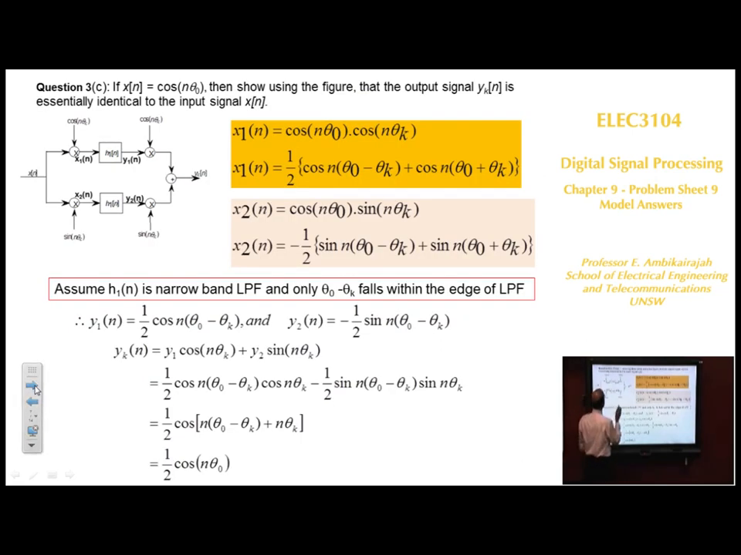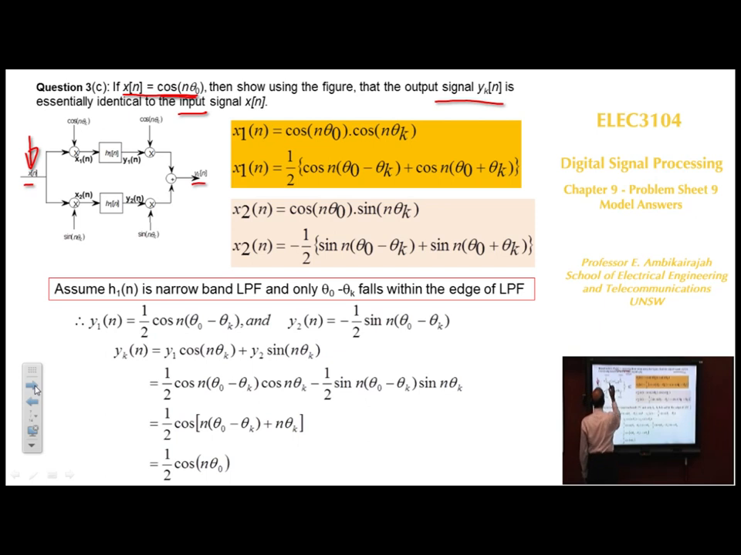Next part is, if xn is this, you've been given x is a cosine function, then using the figure, the output signal ykn is essentially the input signal. We are going to show that and that are identical. Right? Essentially means it could be scaled. Normally it has to be spelled out, but essentially identical means if this is cosine theta naught, the output also has to be cosine theta naught, but it could be half or 3 or whatever.